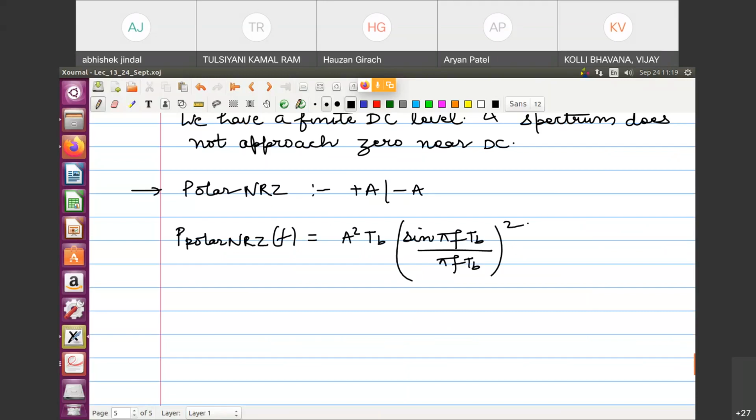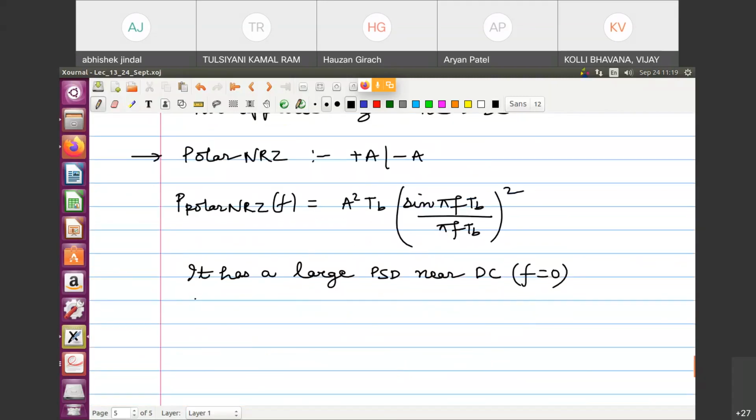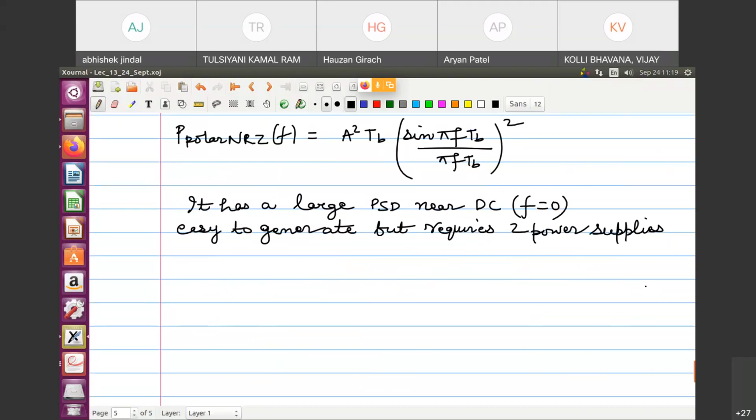It also has a disadvantage: a large PSD near DC, the near-DC frequency, that is f equal to 0. I should write it down. Otherwise it is easy to generate, but requires two power supplies, because one needs to generate plus A and the other needs to generate minus A. It is said that there might be a sophisticated circuitry which can generate minus A from plus A. Let me write it down.